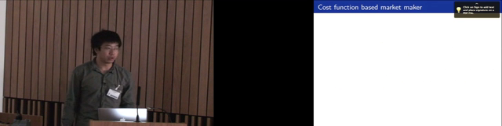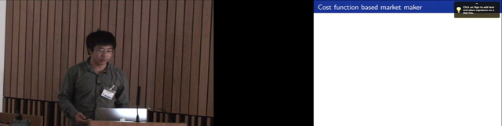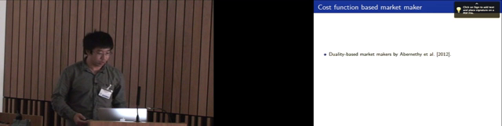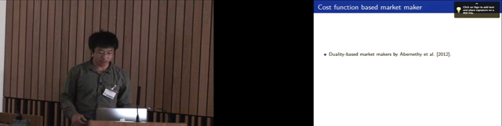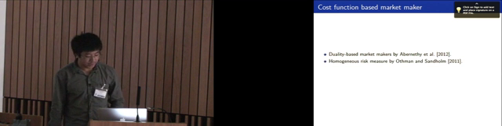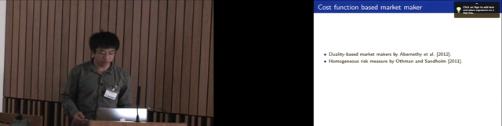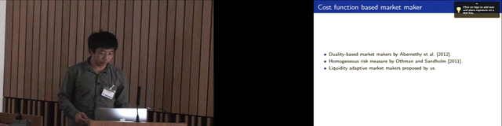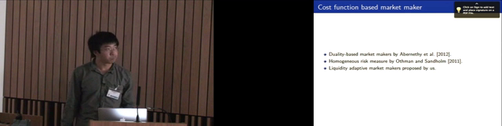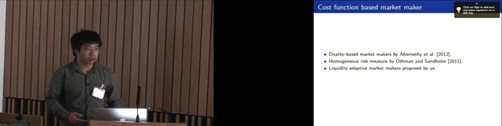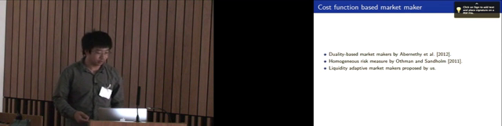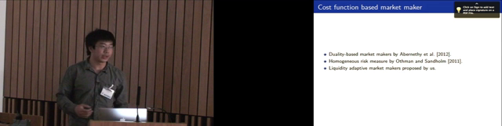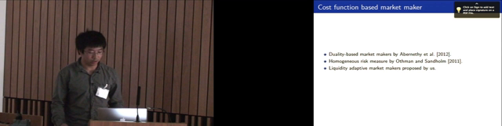So basically, I want to introduce 3 frameworks for designing cost function-based market makers. The first one is duality-based market makers by Abernethy, Chen, and Wang. Actually, the first paper appeared in 2011. The second is what they call homogeneous risk measures by Othman and Sandholm in 2011. And in the end, we'll talk about our framework, which we call the liquidity adaptive market makers. We'll first discuss the existing frameworks, then talk about what we think the problem is and what motivates our new framework.